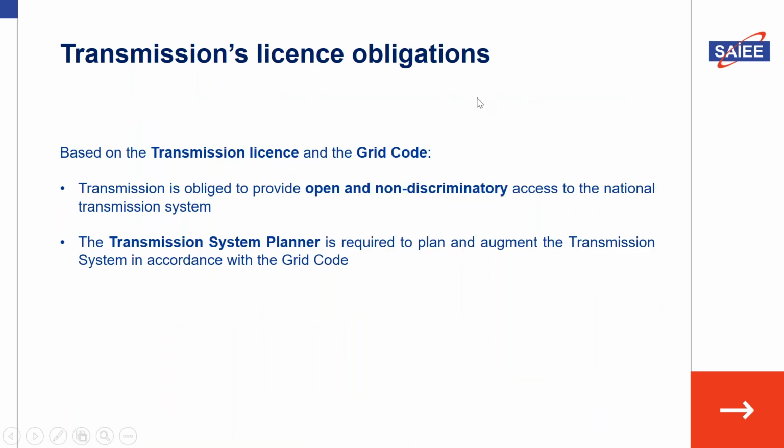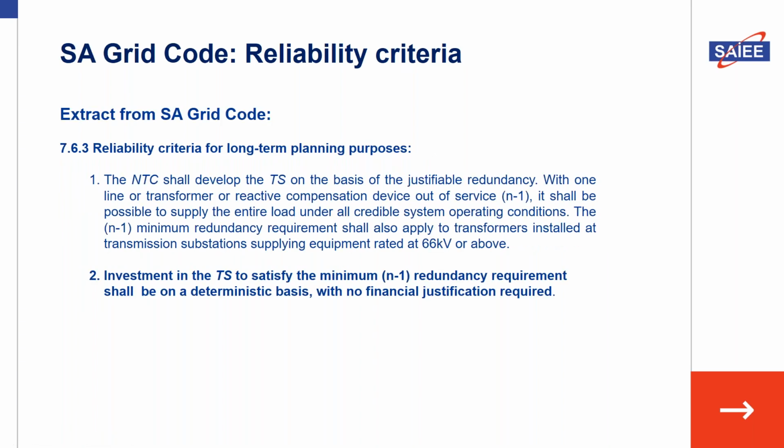Just to take a step back, the planning of the transmission system for the country is governed by the transmission license obligation. In essence, transmission is obliged to provide open and non-discriminatory access to the national transmission system. Further, the transmission system planner is required to plan and augment the transmission system in accordance with the South African Grid Code.